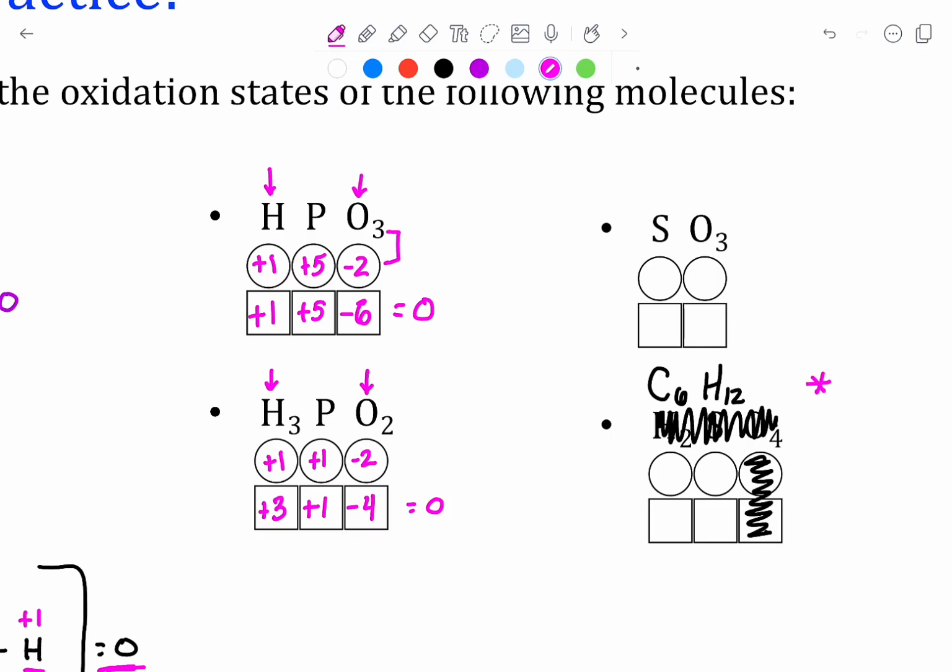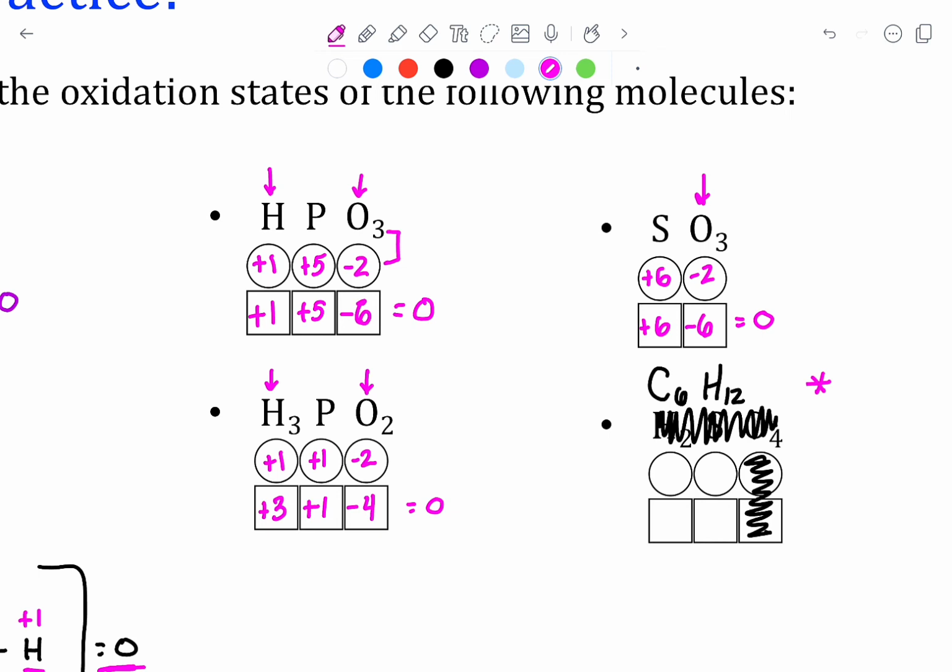So we next have SO3. We only know oxygen's rule, that's -2. Its total contribution is -6. Overall, we have a charge of 0, so the total contribution from sulfur should be plus 6. There's only one sulfur, so we have to have an oxidation state of plus 6.